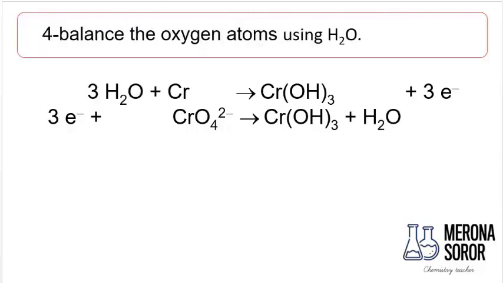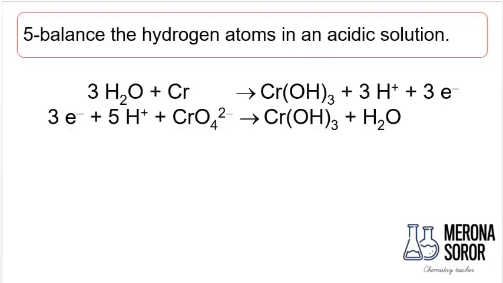Step 4, balance the oxygen atoms using H2O molecules. In the first equation, we have 3 oxygen atoms in the product, so we have to put 3 water molecules in the reactants. In the second one, we have 4 oxygen atoms in the reactants and 3 oxygen atoms in the product, so we have to put 1 water molecule in the product.